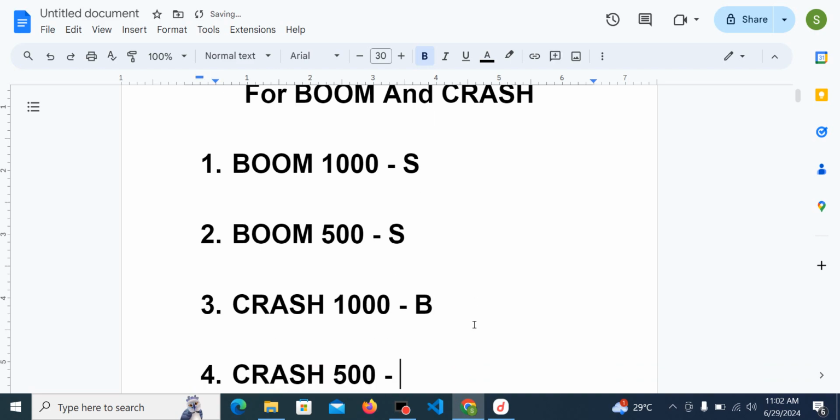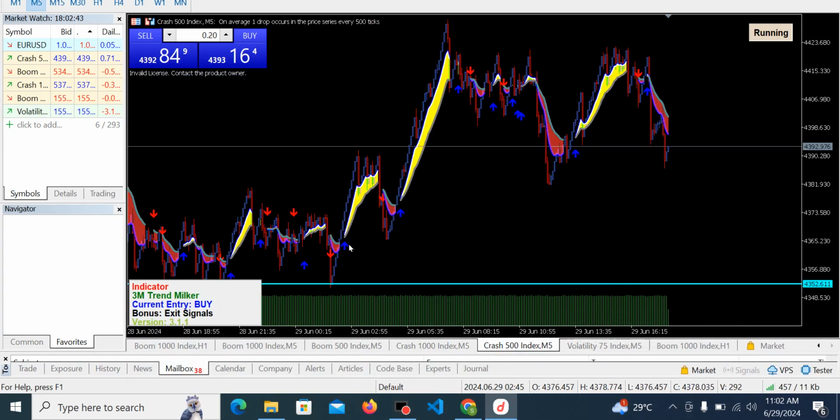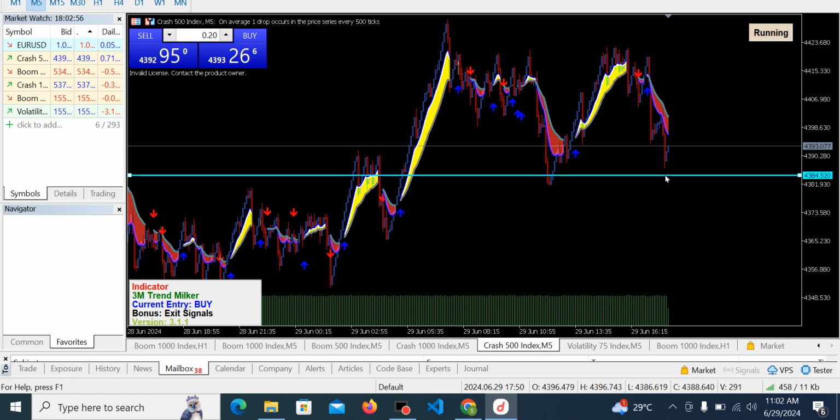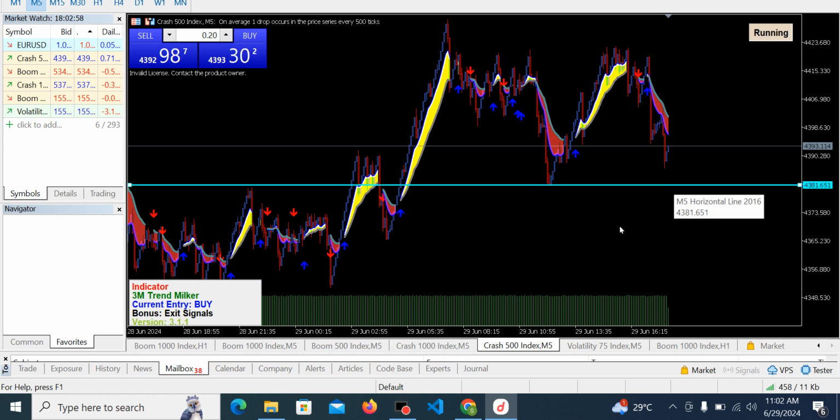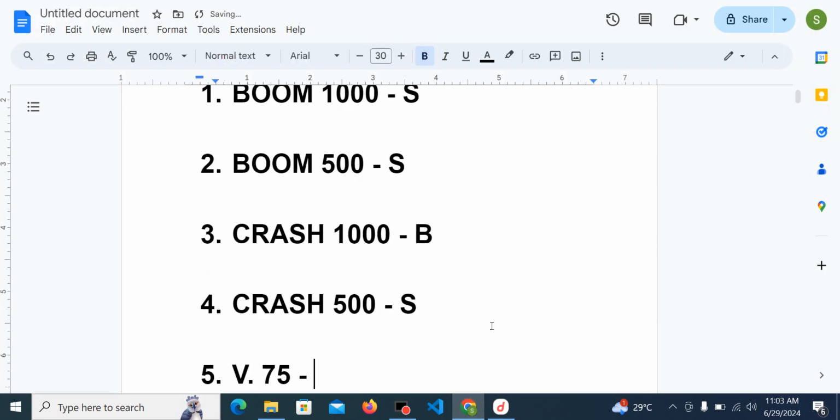Okay, so next asset is going to be Crash 500. Okay, let's check it out right away. This is Crash 500. It started an uptrend right here, came to an end around there, but was unable to buy for a very long time, so it had a major pullback. Right now it is selling again. Once it breaks out below this support zone, it's going to sell more. Okay, so this is going to be giving us more of a selling opportunity than a buying opportunity.